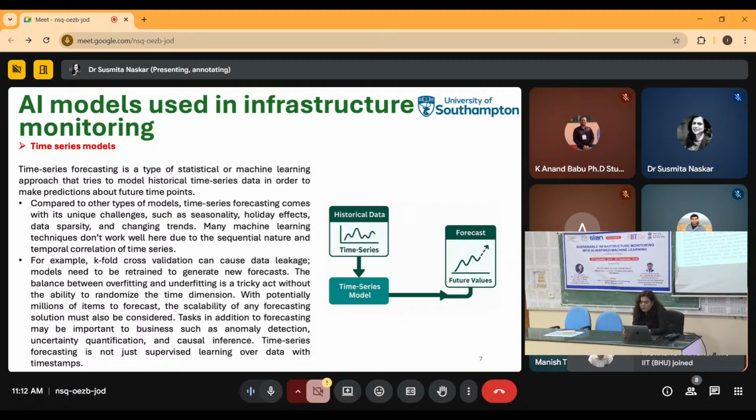Now, to summarize, this time series model adds the dimension of time to our analysis, helping us not only understand the current structural health but also anticipate the future behavior over a period of time. They can also spot anomalies, and they can also manage the risk proactively.